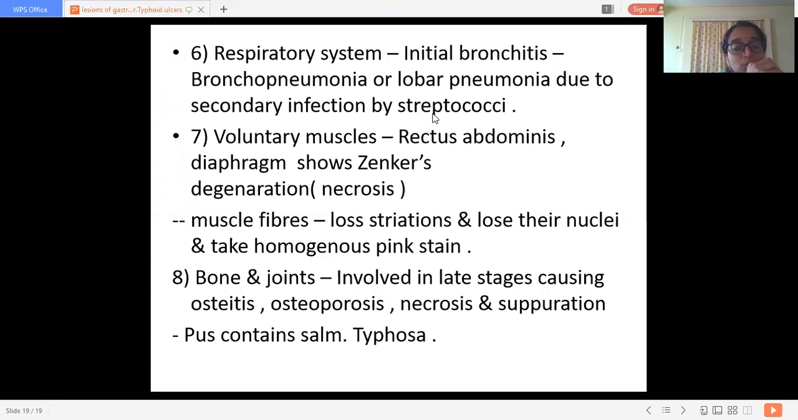Then bone and joints also get affected in typhoid infections. They are involved very late, causing osteitis. Then there is osteoporosis, necrosis, suppuration. Whenever we examine the pus discharged from that organ under the microscope, we can see Salmonella typhosa. We can get this bacteria from the pus.